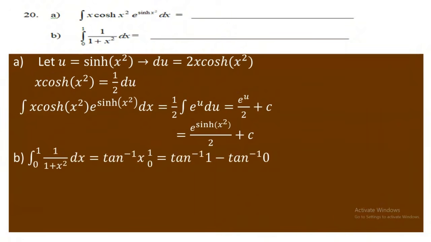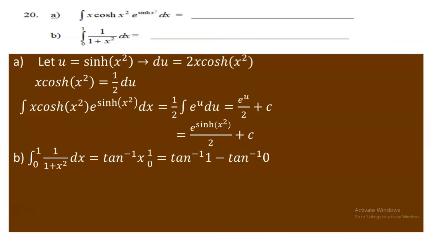And what comes next is b. b is a definite integral again, but remember that the integral of 1 over 1 plus x squared is tan inverse x, students, because if you remember, in our class we derived that the derivative of tan inverse x is 1 over 1 plus x squared, and integration is the reverse process of differentiation.